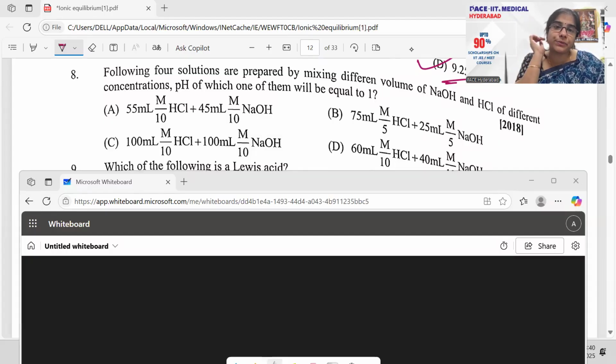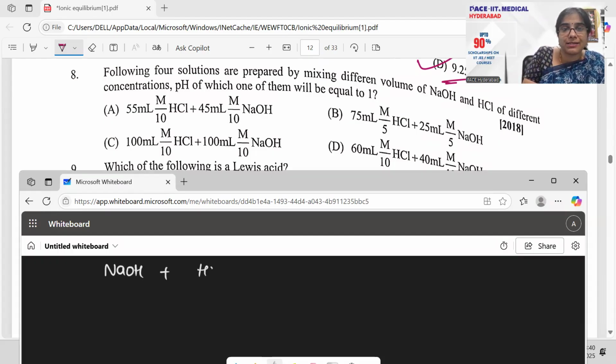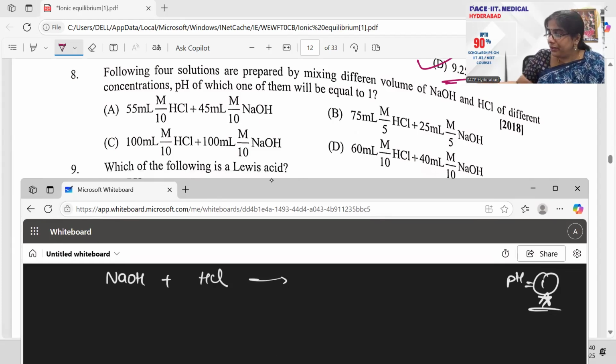So going on with your next question: the following 4 solutions are prepared by mixing different volumes of NaOH and HCl, at different concentrations. Which of them will have a pH equal to 1? Total pH आपका 1 आना चाहिए, किसको मिलेगा करके पूछ रहे हैं. Okay, so you have to go on doing it with all these 4 options, bache. But I would just go up with only one option right now so that we can save some time there.